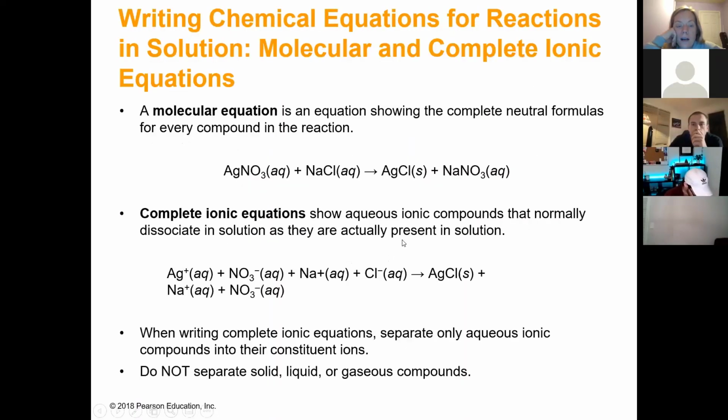They give a couple examples as well. They've got silver nitrate combines with sodium chloride to produce silver chloride and sodium nitrate. So the molecular equation is when we have our neutral formulas. Complete ionic equation, anything that's aqueous, so this thing and this thing, we're going to break up into all the aqueous. And then we keep this as a solid. We keep that intact.